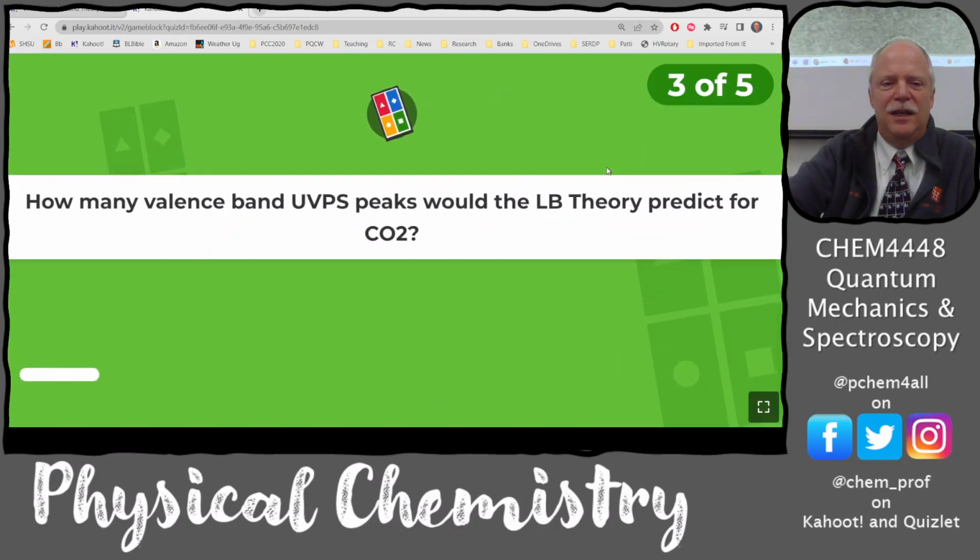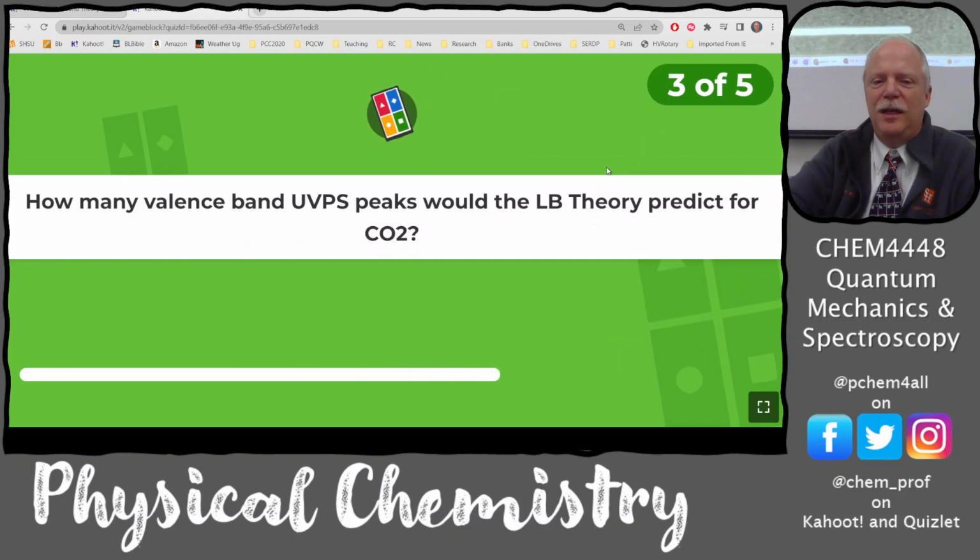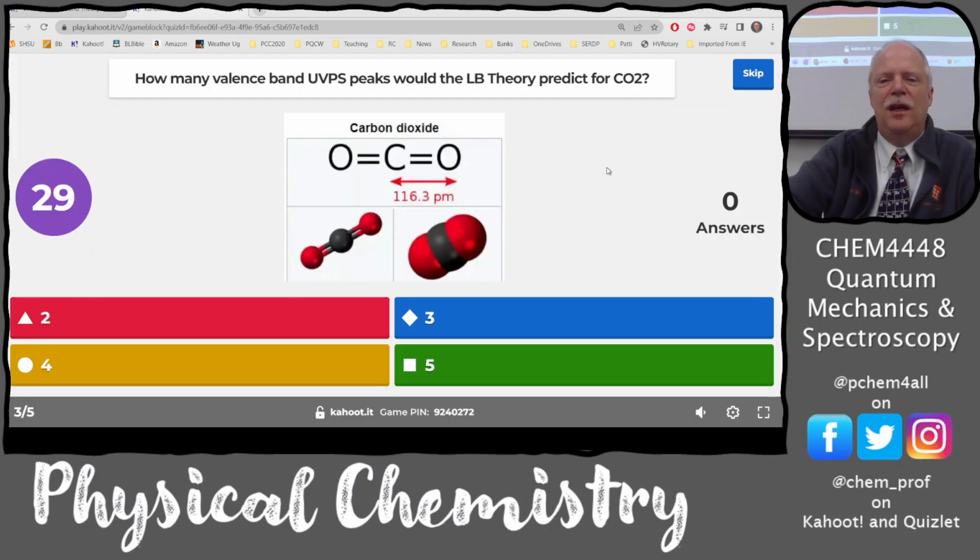Okay. How many valence band UV-PS peaks would the LB theory predict for CO2? Don't get trapped by the simplicity of that drawing. Okay.